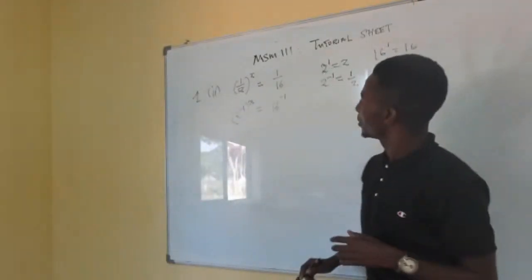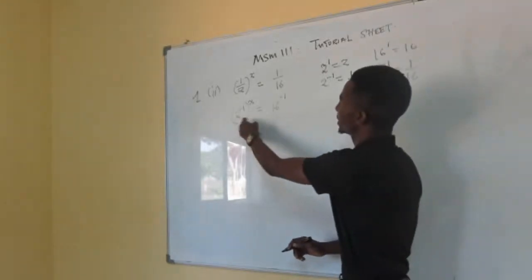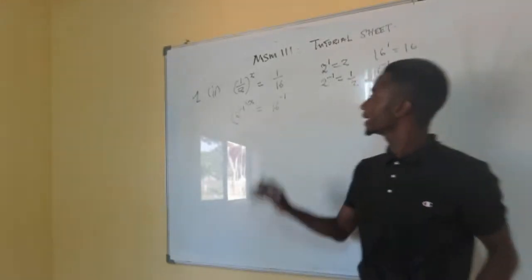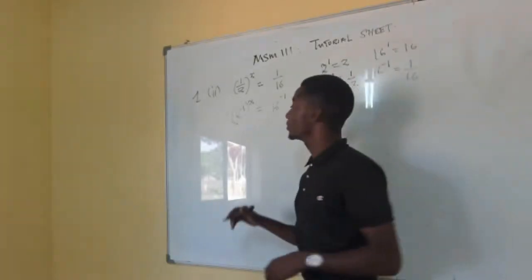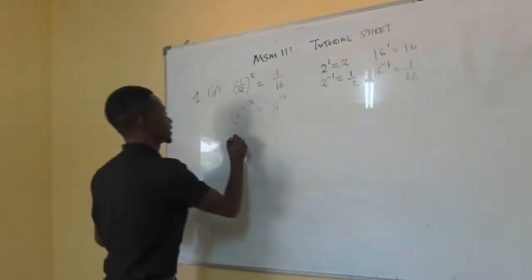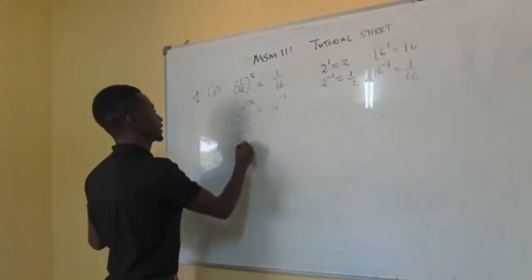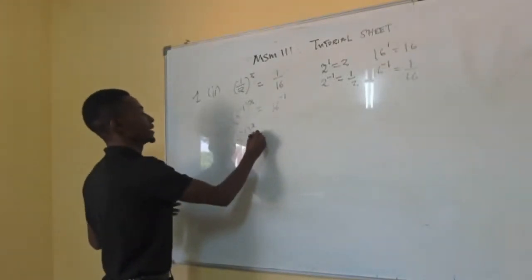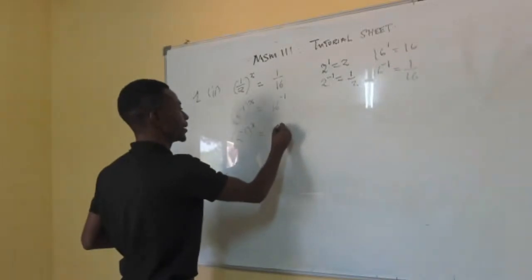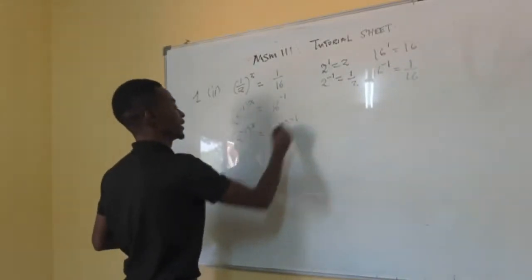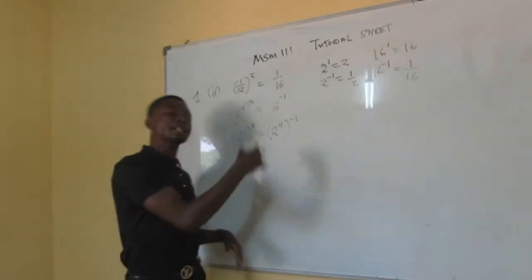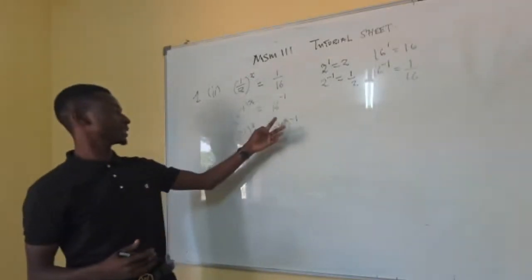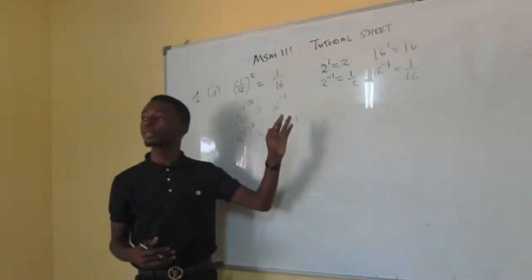What is it that we're supposed to do? We know that 2 is a factor of 16, so we can change 16 to base 2. We say 2 to the power negative 1, all to the power x, equal to 2 to the power 4, all to the power negative 1. The 2 to the power 4 means you multiply 2 four times to get 16.